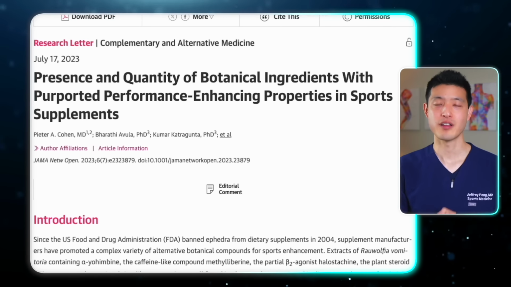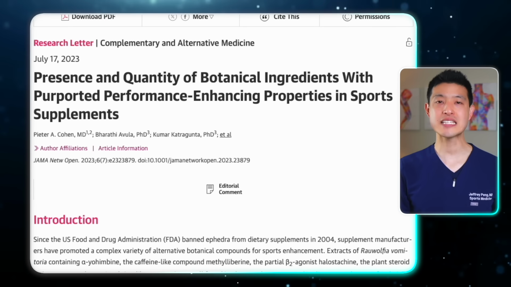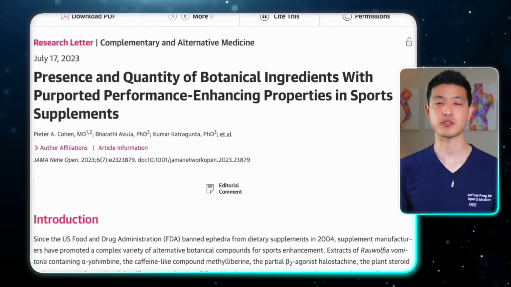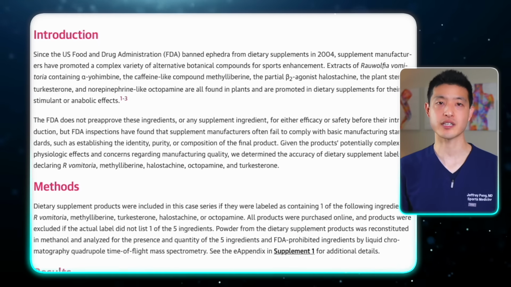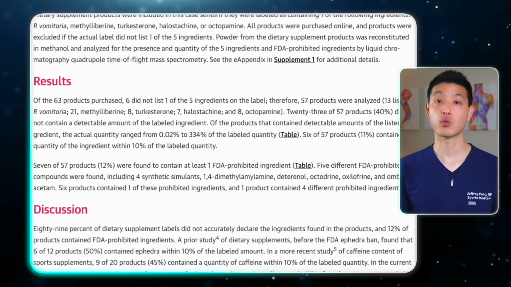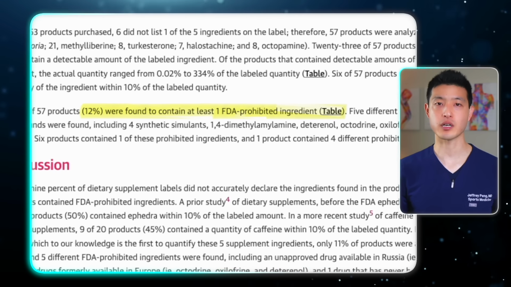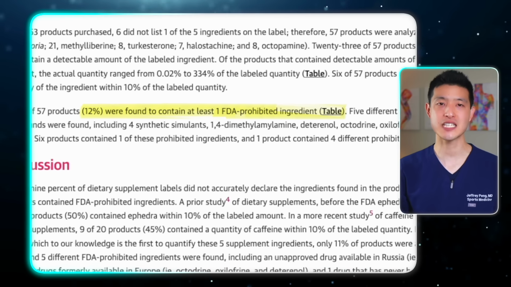For example, this recent study found that almost 90% of dietary supplement labels did not accurately declare the ingredients found in their products. Worse yet, 12% of products contained at least one FDA prohibited ingredient. So it's very important that you do your own research when it comes to purchasing dietary supplements.